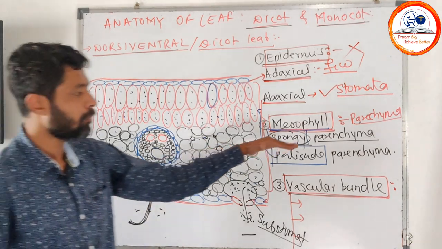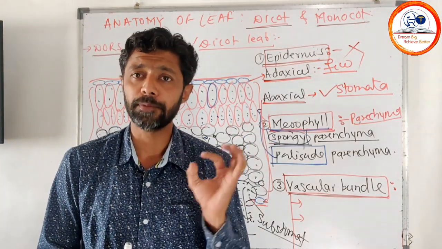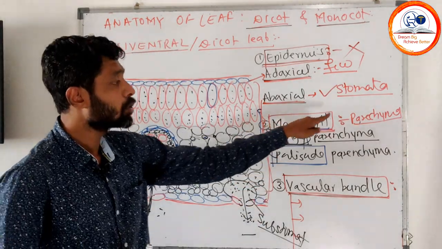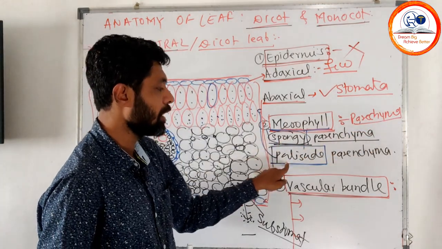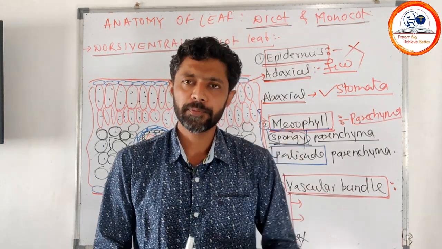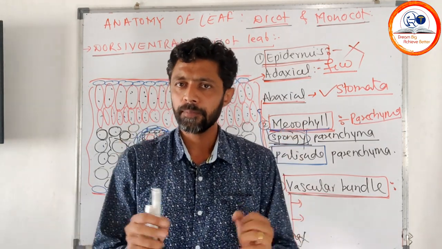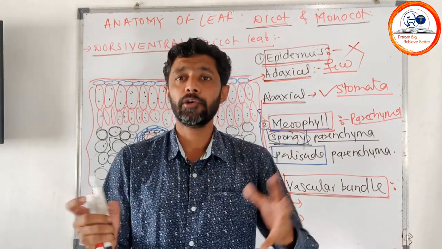So this is your spongy parenchyma cell. Here there is a differentiation of parenchyma cells in the mesophyll region. Two differentiated parenchyma cells will be present, spongy parenchyma and palisade parenchyma. The major difference is that palisade parenchyma are long, elongated and compactly placed, while spongy parenchyma are oval, spherical or circular, and loosely placed.